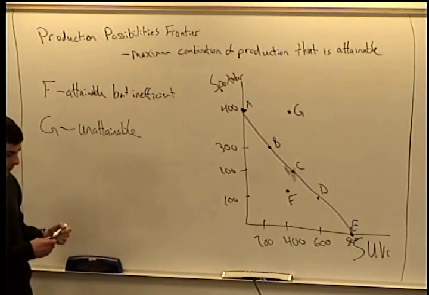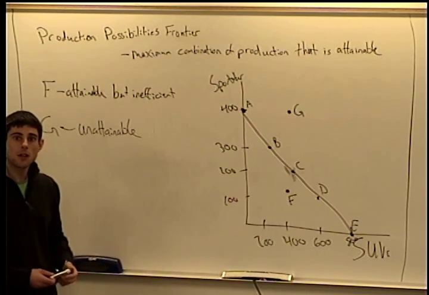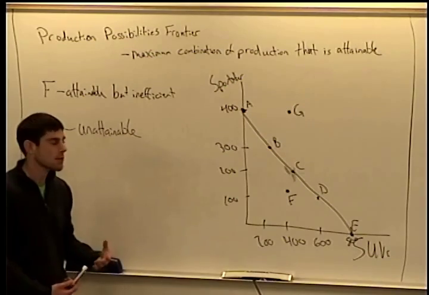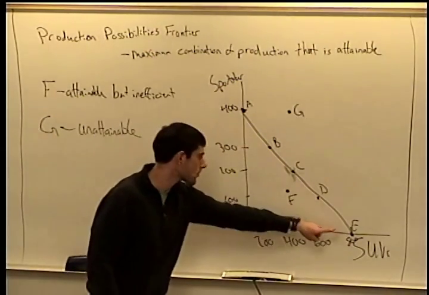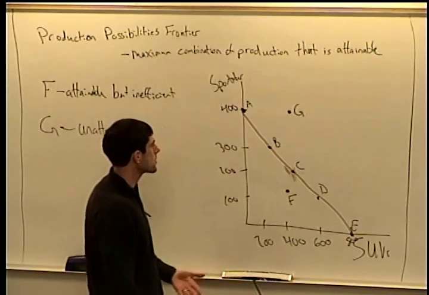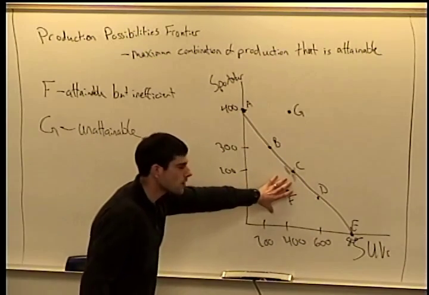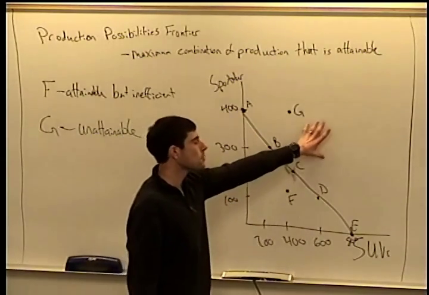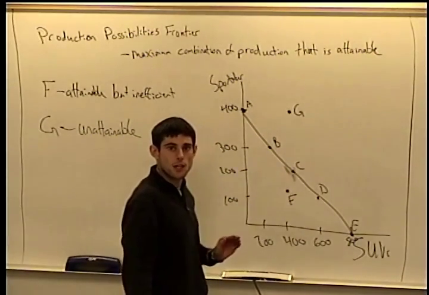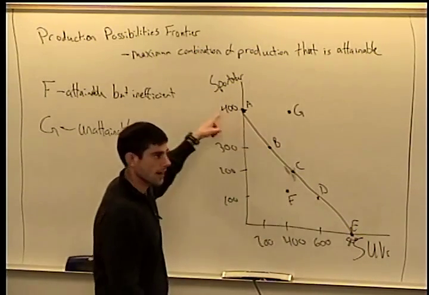Okay, so if we're looking at efficient points that are actually attainable, the only efficient and attainable points are going to be along this line. Okay, so our production possibilities frontier shows us the region that's attainable, this line or inward, versus the region that's unattainable, which is outside of the line. But the only efficient points are going to be along this line.